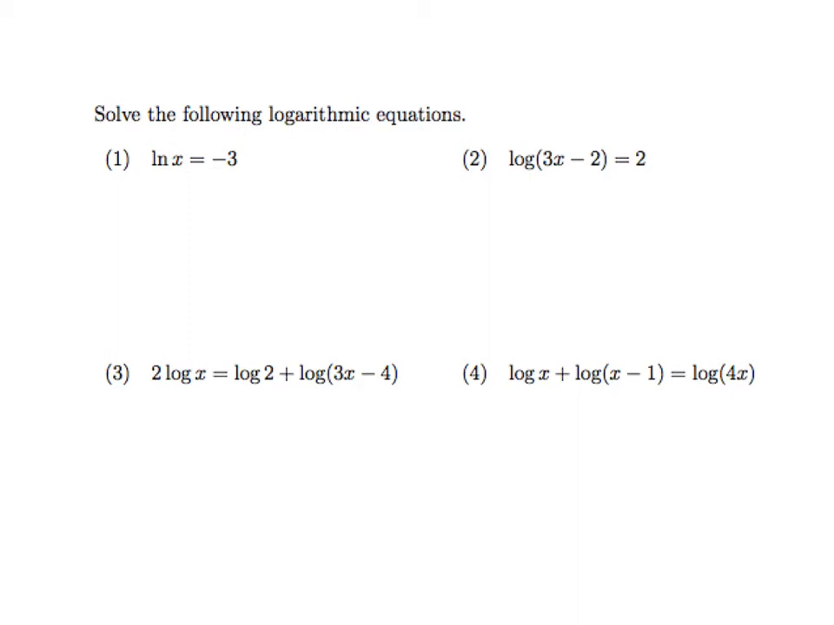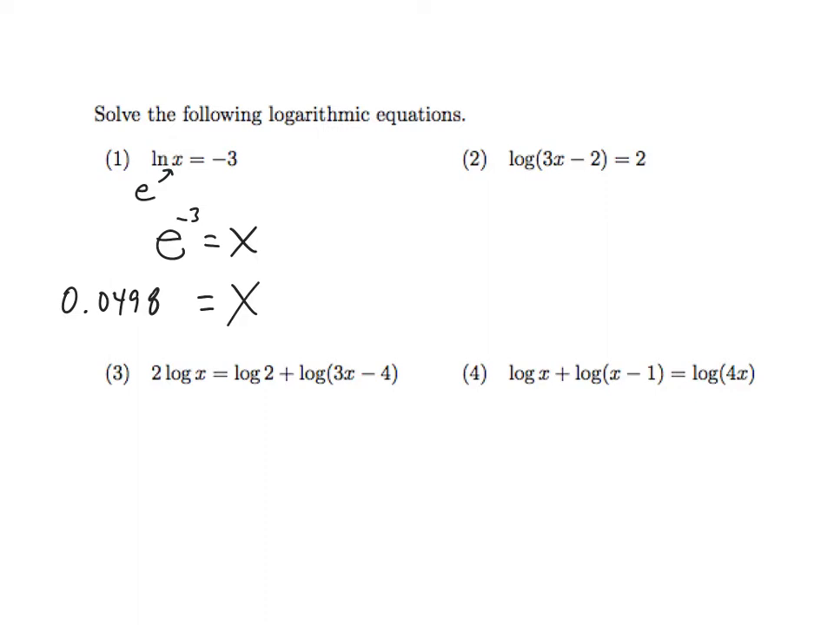For the very first one, we have the natural log of x equals -3. I'm going to change this to exponential form. Remember, the base here is going to be e. So I actually say e raised to the power of -3 equals x. E to the -3 is actually a number. I'm just going to put it in Desmos. I get 0.0498.